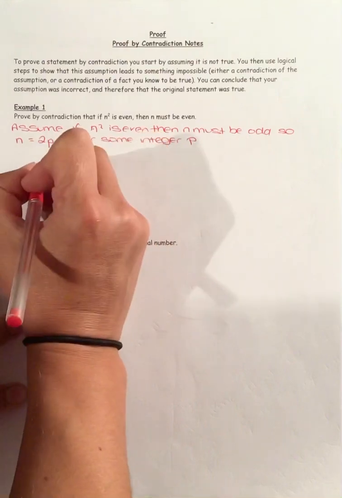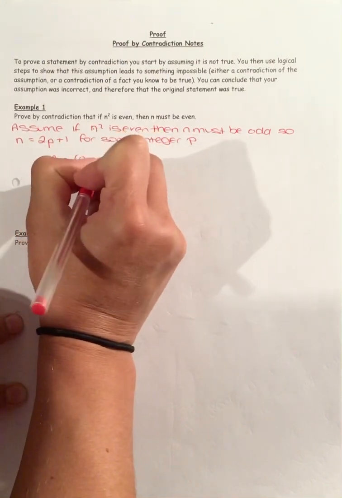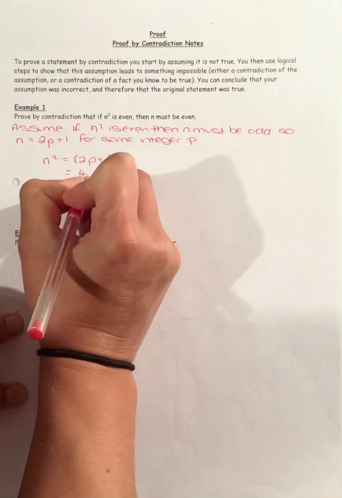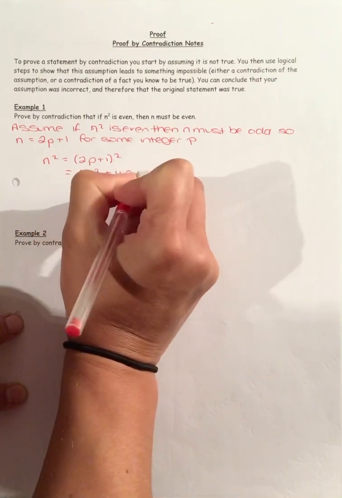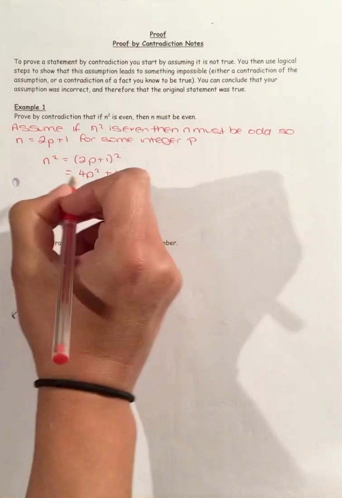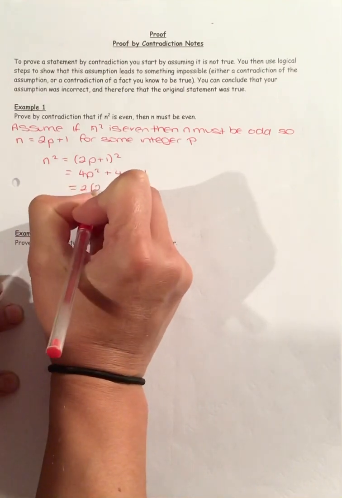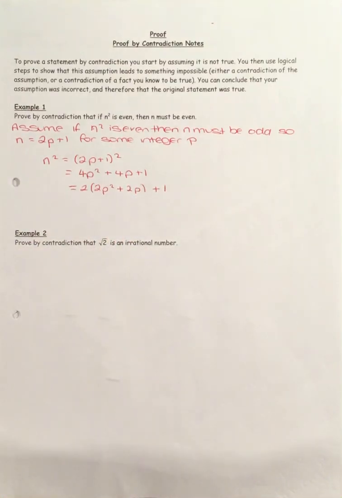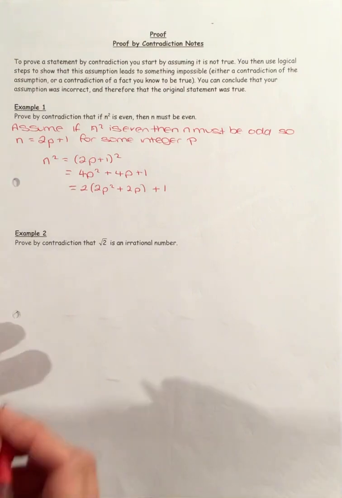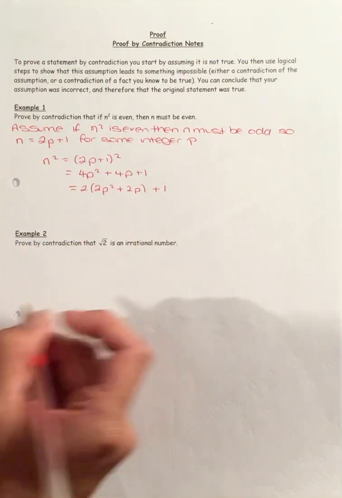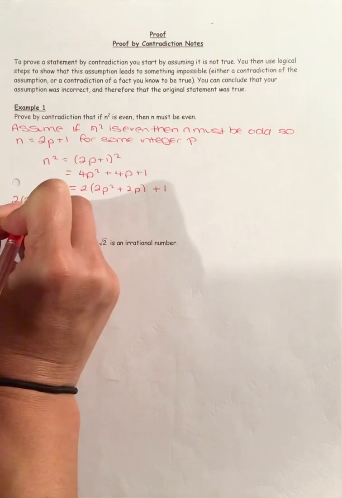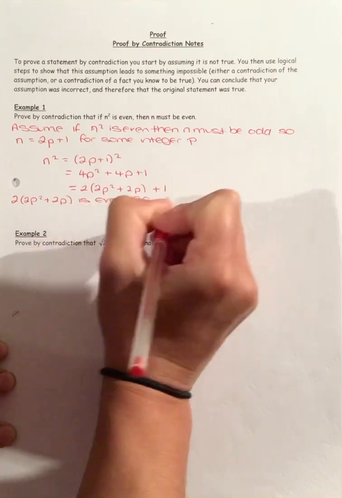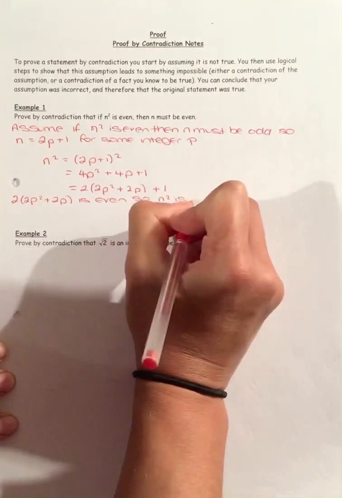So if n is 2p plus 1, then n squared is (2p plus 1) squared. Expanding (2p plus 1) times (2p plus 1) gives us 4p squared plus 4p plus 1. We can see 4p squared plus 4p is even because it's two lots of 2p squared plus 2p. So 4p squared plus 4p plus 1 must be odd. So let's just write that down. Two lots of 2p squared plus 2p is even, so n squared is odd.